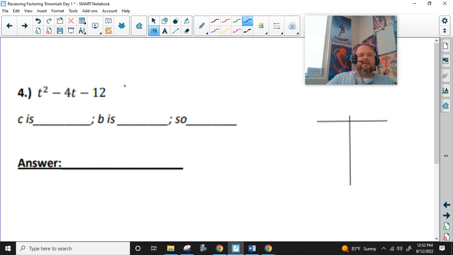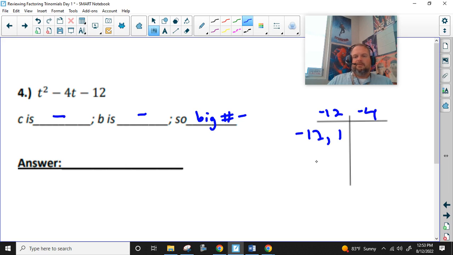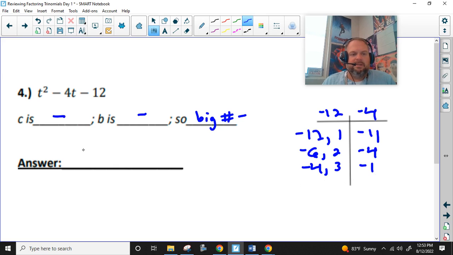All right. C is negative. B is negative. So big number negative. Negative 12, negative 4. 12, 1. 6, 2. 4, 3. 11, negative 4, negative 1. Okay. So we get minus 6 and then t plus 2.